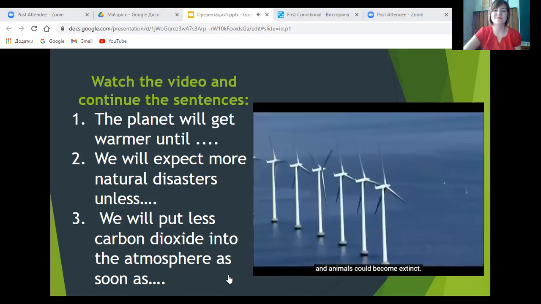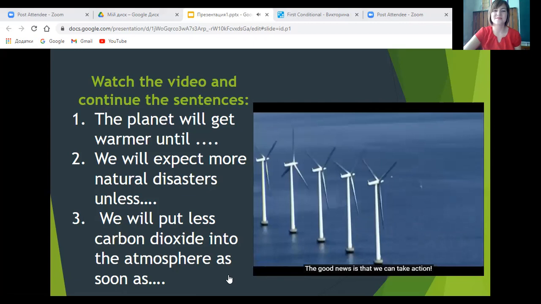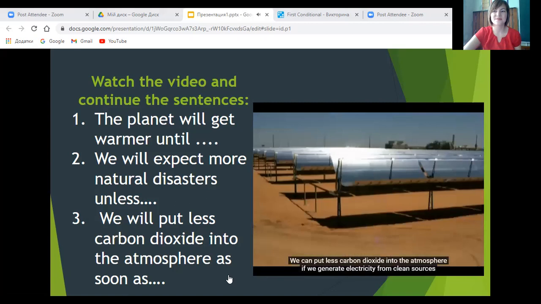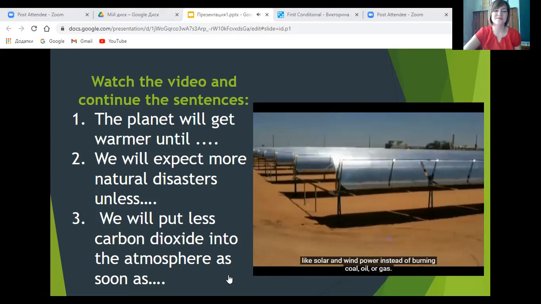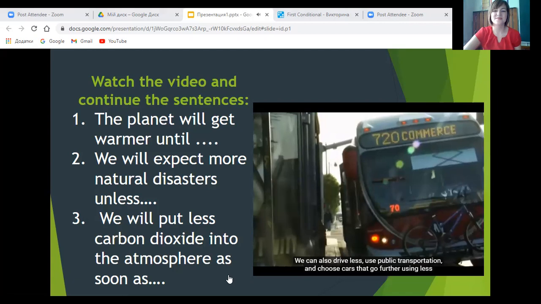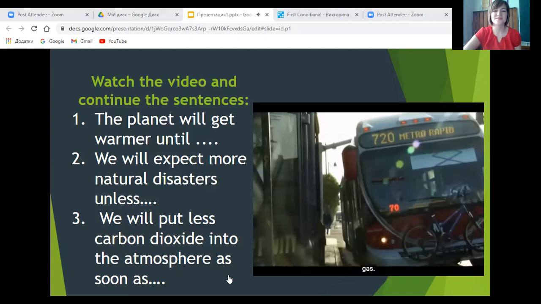The good news is that we can take action. We can put less carbon dioxide into the atmosphere if we generate electricity from clean sources, like solar and wind power, instead of burning coal, oil, or gas. We can also drive less, use public transportation, and choose cars that go further using less gas.